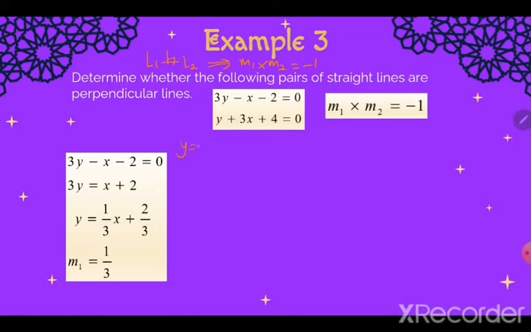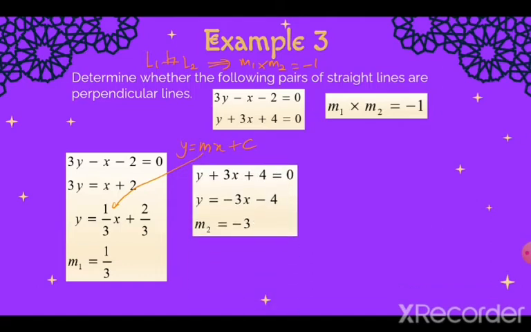If we compare with the gradient form, y equals mx plus c, the gradient here is 1/3. So m1 equals 1/3. How about the second line? The second line, y plus 3x plus 4 equals 0. The coefficient of y is 1, so just nice. So just change it into the gradient form. So we have y equals -3x minus 4. So our gradient is -3.